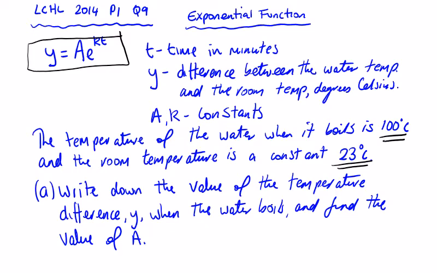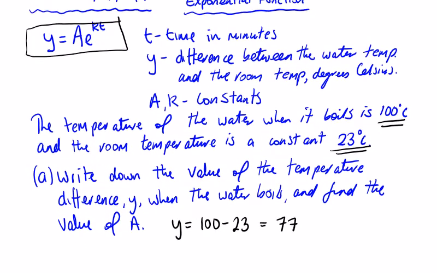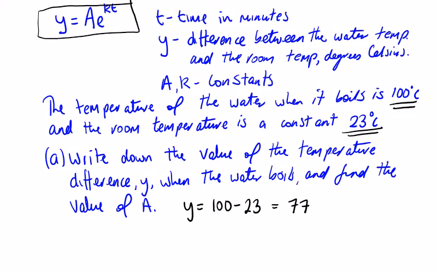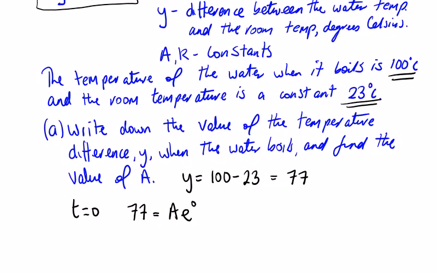Part A, write down the value of the temperature difference Y when the water boils and find the value of A. Well, Y is going to be equal to the difference between the two temperatures, so Y is going to be 77. And to find A, my initial amount is always when T is equal to 0. So T is equal to 0, so 77 is equal to A e to the power of 0. In this case, e to the power of 0 is 1, so 77 is equal to A. So my function is Y is equal to 77 e to the power of KT.